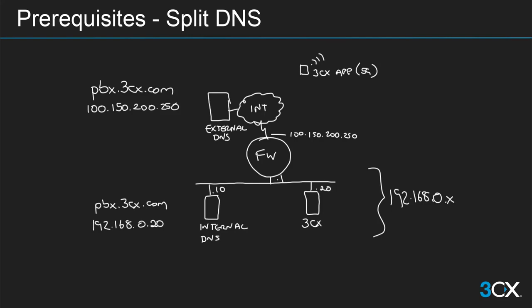We have an external DNS server. This could be any DNS service, for example, Google DNS. And we have a DNS entry on this server that is pbx.3cx.com, and that resolves to the external IP address of the firewall that we mentioned earlier. Internally, we have our internal DNS server on our internal 192.168 network. We have added the DNS entry of pbx.3cx.com onto this DNS server as well. But rather than having the external IP address, we put the internal IP address of the PBX, 192.168.0.20.